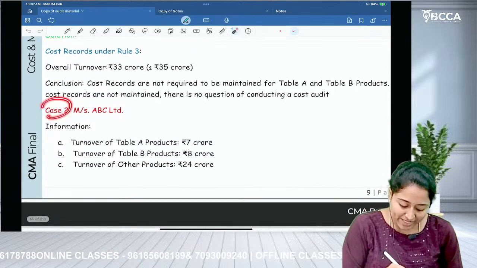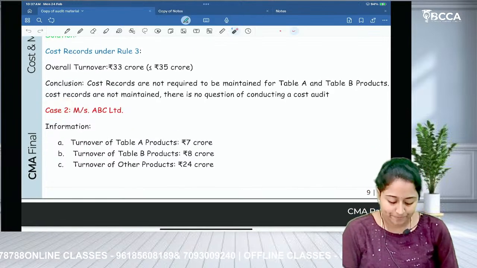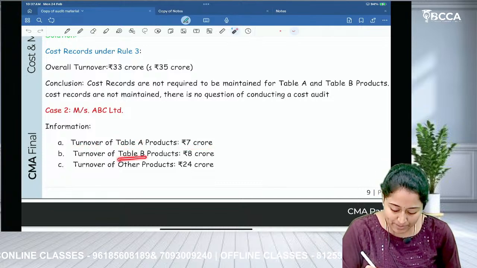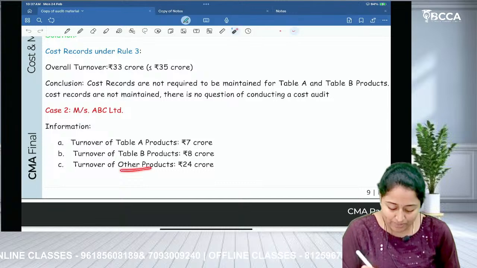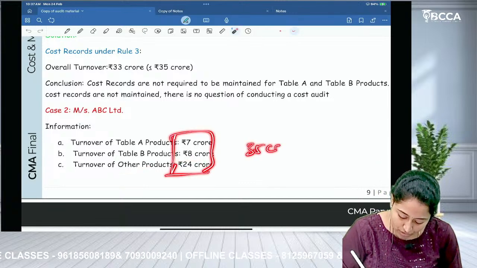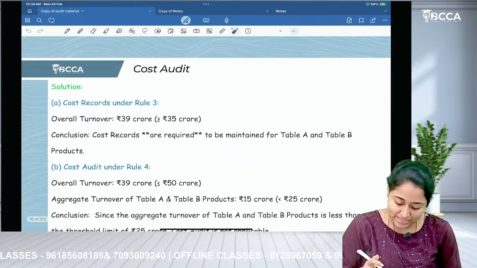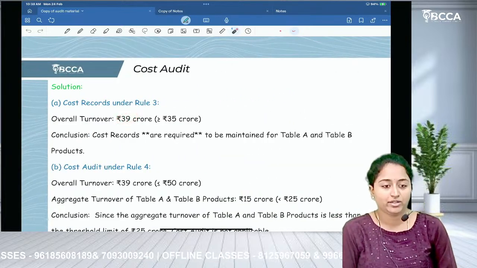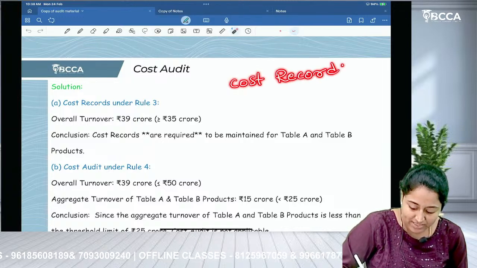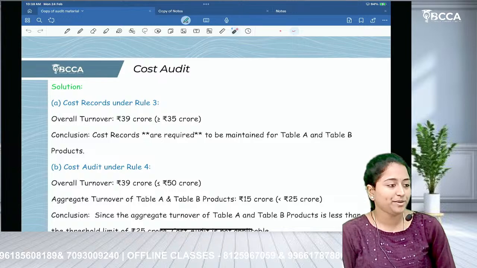Now, case 2, ABC Limited. Turnover of table A products are 7 crores, table B products are 8 crores, and other products are 24 crores. Now, is it more than 35 crores? Yes, it is. How many crores? 39 crores. So, cost records have to be maintained, isn't it? Cost records have to be maintained.